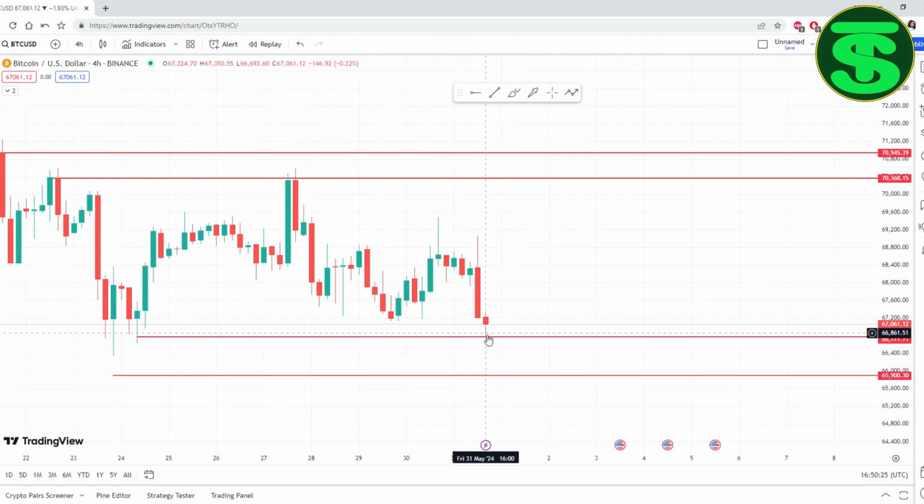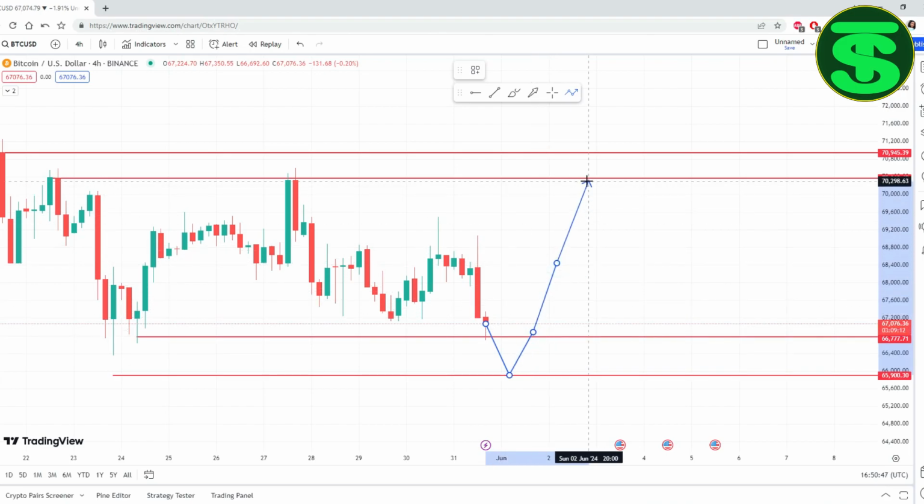If the market goes down, he can touch here and then go up like this. Here, then go to, then up and up.